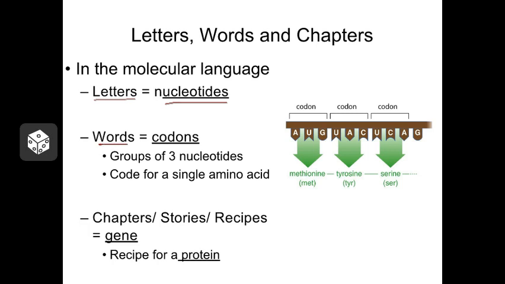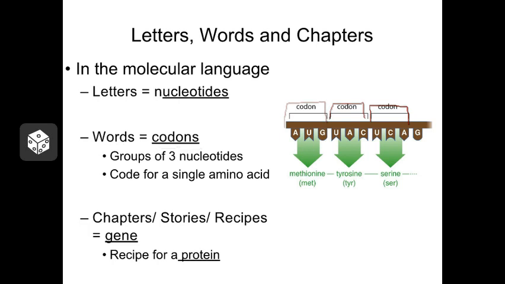If you put 3 of these letters together, you get a word in this language, something called a codon. So what the cell will do is it will read these sequences, and it reads them in groups of 3. And each group of 3 means something. Each group of 3 codes for a specific amino acid.